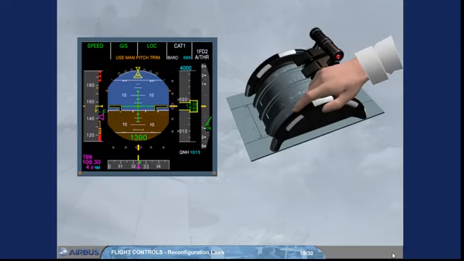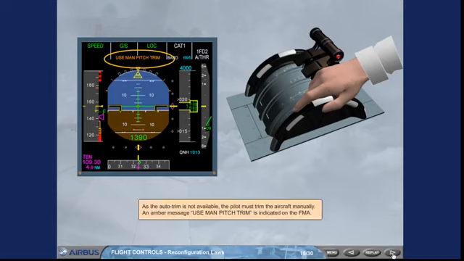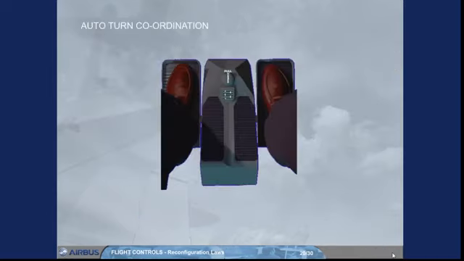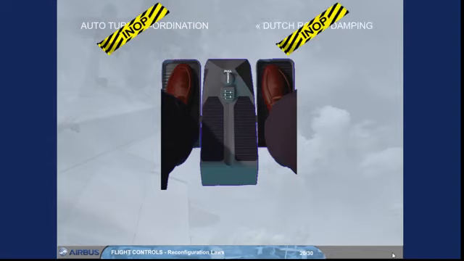As the auto trim is not available, the pilot must trim the aircraft manually. An amber message, "Use man pitch trim," is indicated on the FMA. Auto turn coordination and Dutch roll damping are also lost. All yaw control in direct law is through the rudder pedals.